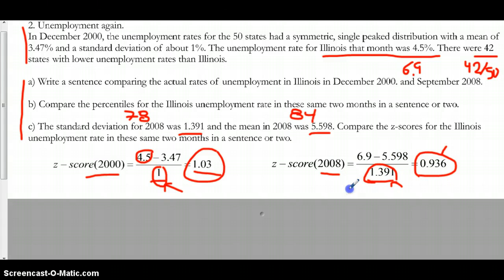But what's really telling is the standard deviation and the mean. In 2008, clearly something was very different. As we all know, there was an economic crisis. My average unemployment rate is much higher. My standard deviation is much higher. So things are all out of whack in 2008. I hope that helped a little bit. Moving forward.